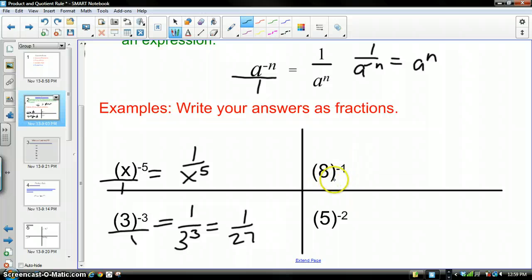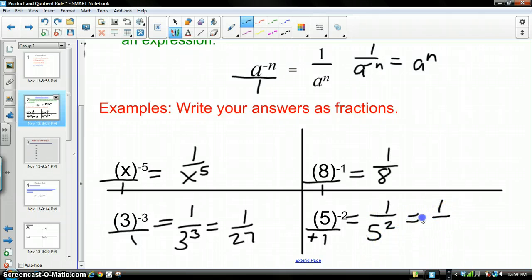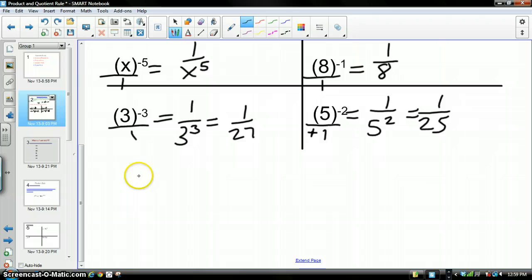8 to the negative 1, we simplify that, and that simplifies to 1 over 8. 5 to the negative 2, this becomes 1 over 5 squared, which also equals 1 over 25. And one more example that I had you guys add to your notes was 1 over 2 to the negative 3rd. So we have the negative exponent in the bottom. So this becomes 2 to the 3rd, which also equals 8.